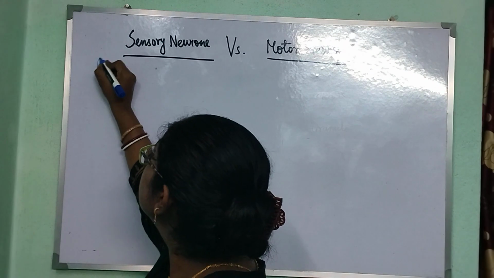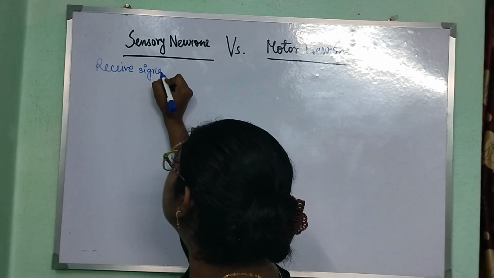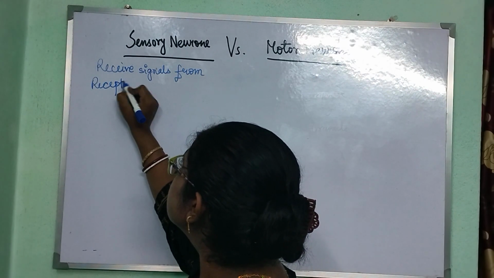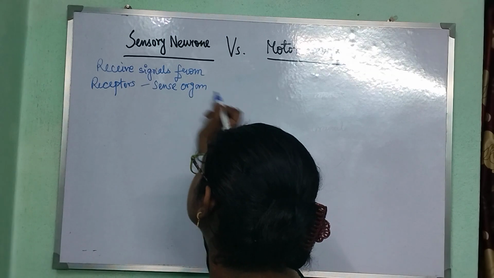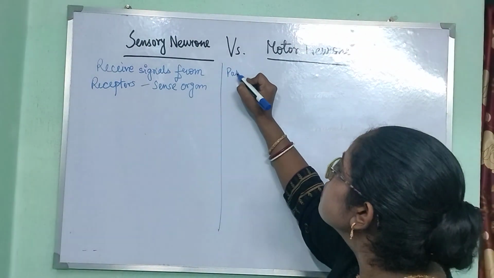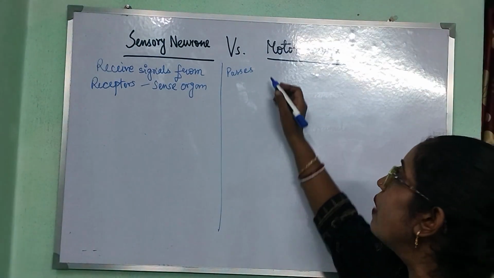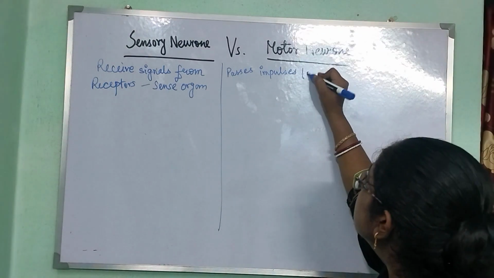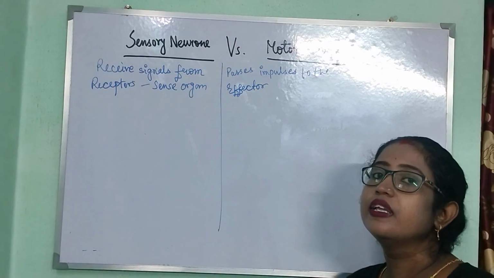So the sensory neuron receives stimuli or signals from receptors that are present in the sense organs, and the motor neuron passes orders, or rather I should say it carries impulses, or passes impulses, to the effector that is present in the muscle cells.